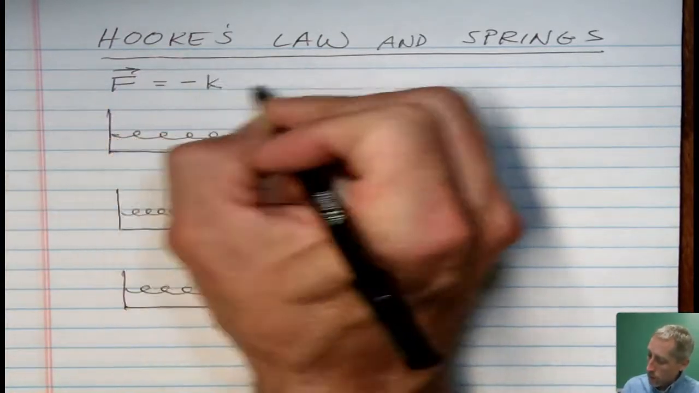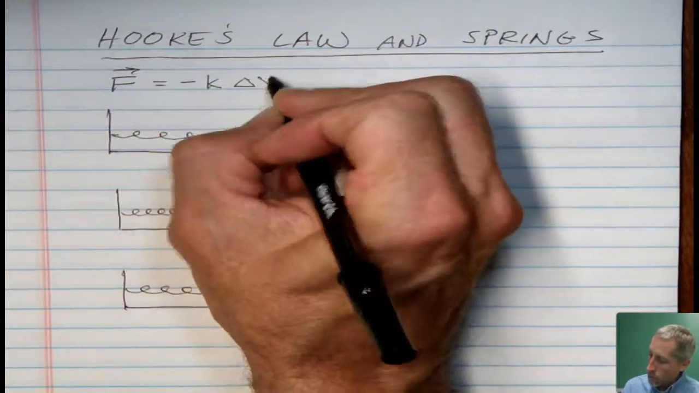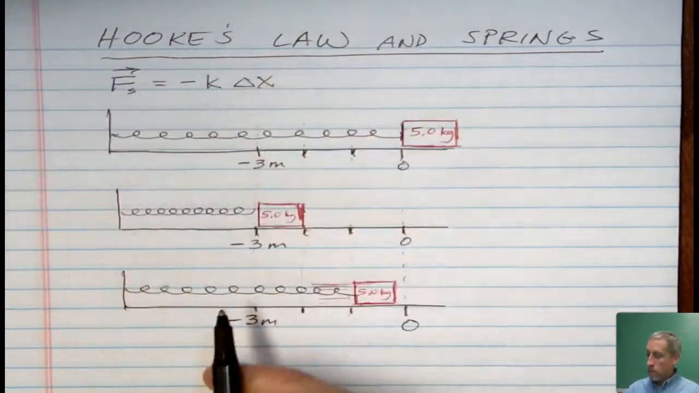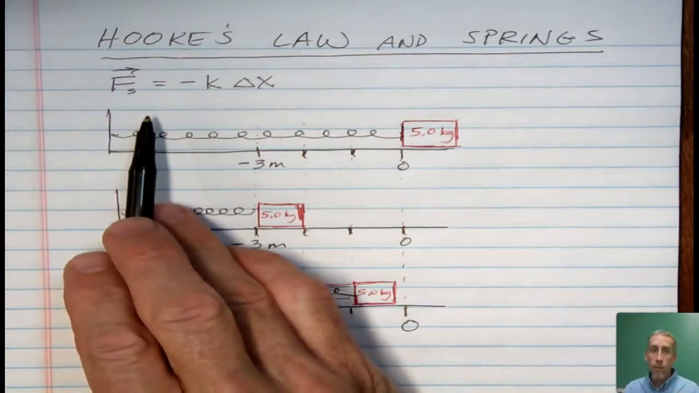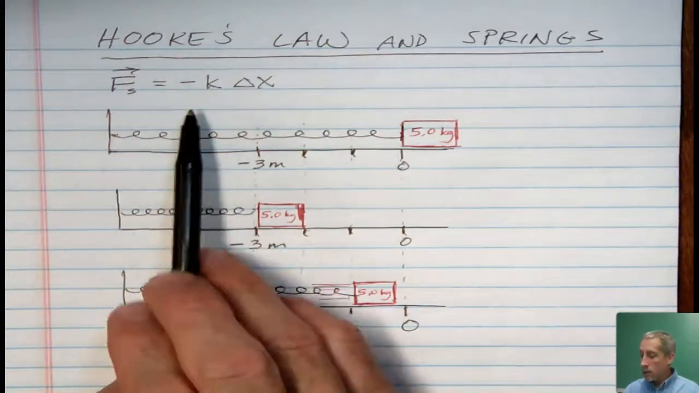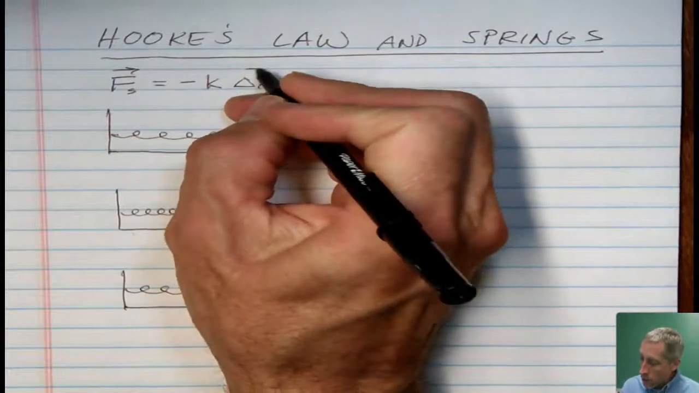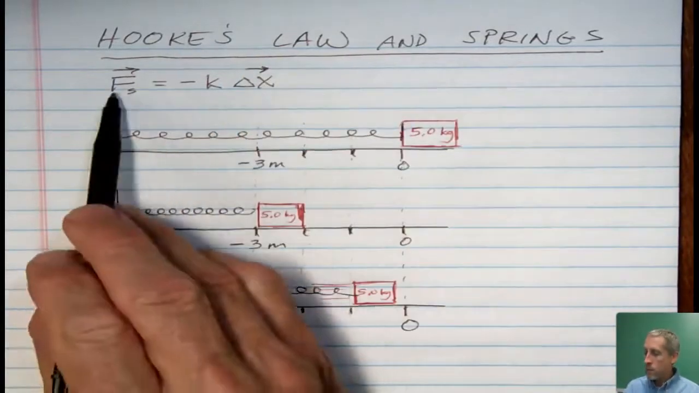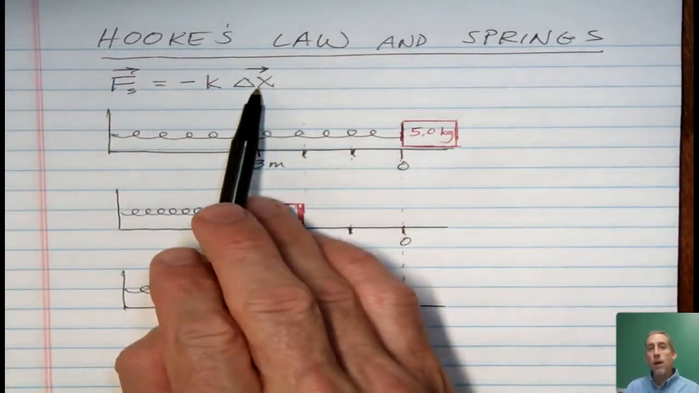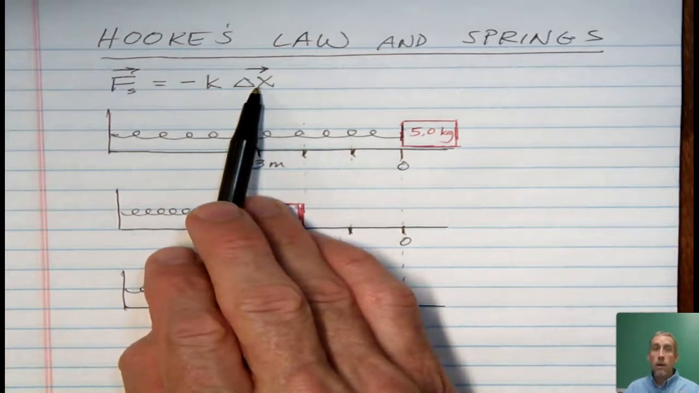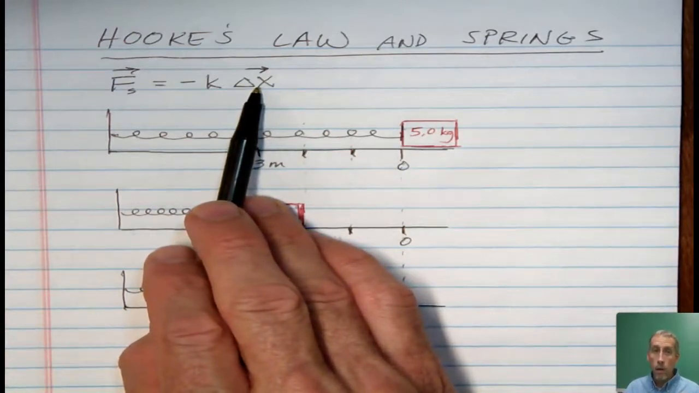It says F sub S, that's for spring. Sometimes this is called elastic force, so you'll see an E there, is negative K delta X. Both the force and the delta X have arrows over them, which in physics means that quantity is a vector, and you better pay attention to the direction.